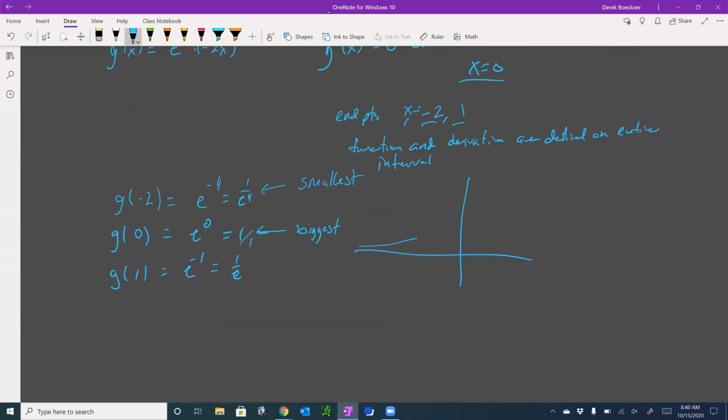Graph this thing, kind of looks bell curve-ish. Biggest there at 1. Then at 1 we were there, and at 2 we're here. Probably comes down faster than that. It goes up to the middle and down to the other side.